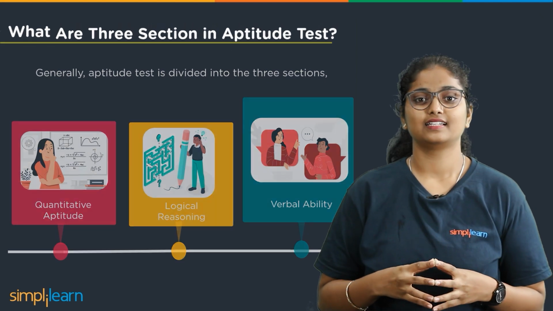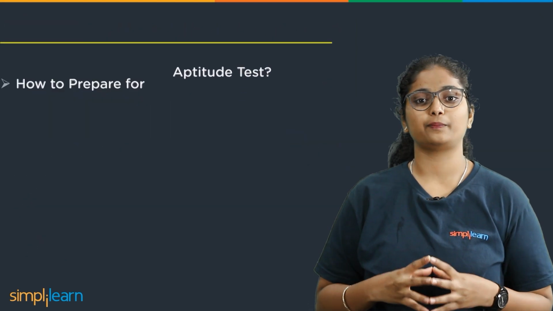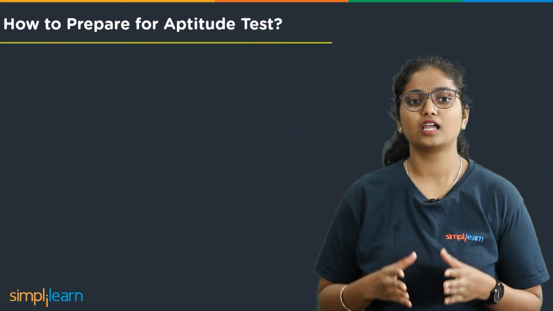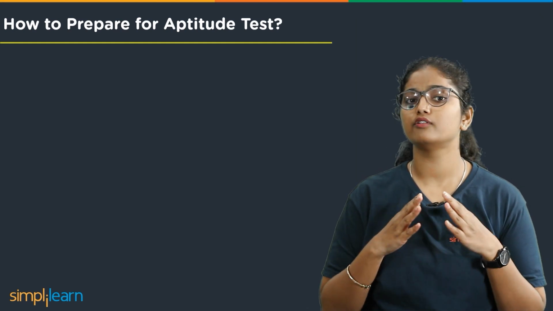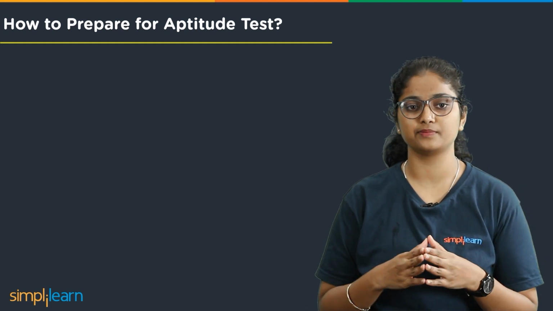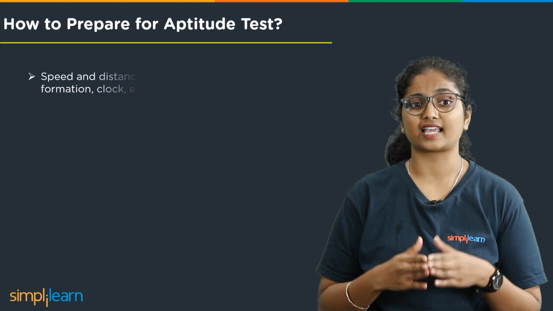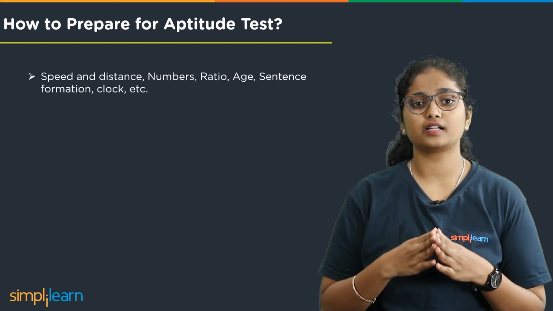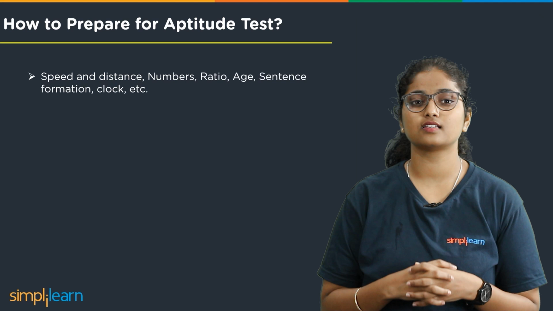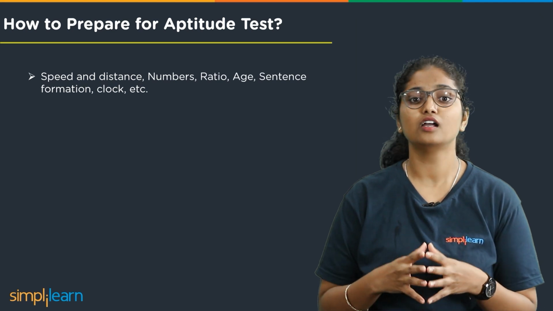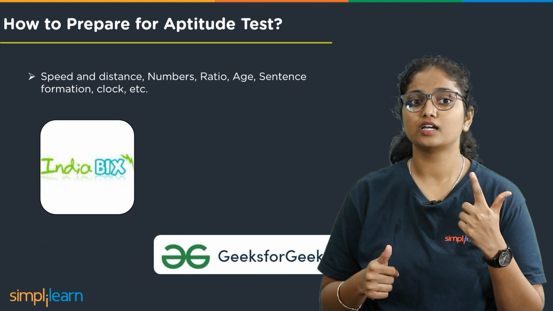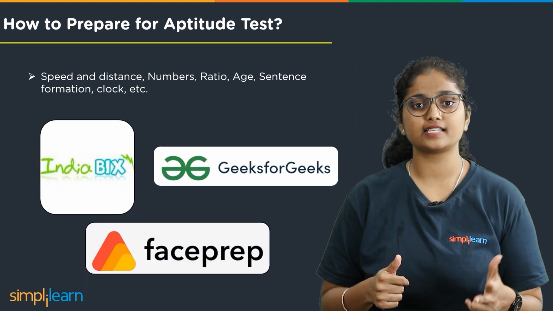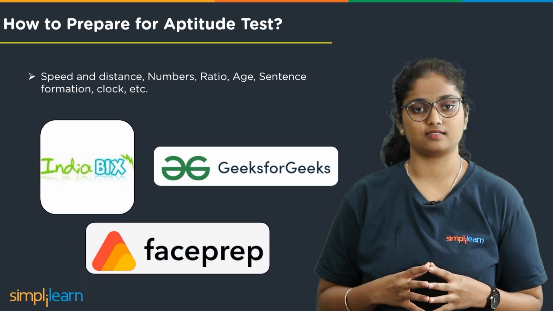Next, we will see how to prepare for an aptitude test. When you begin preparing for the aptitude test, first you have to make a list of all the topics that come under this section, like speed and distance, numbers, ratios, ages, sentence formations, etc. You can also visit some websites like indiabix.com, FacePrep, GeeksforGeeks, and many more for reference.